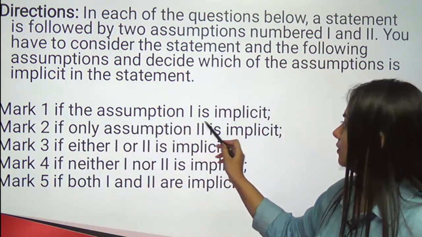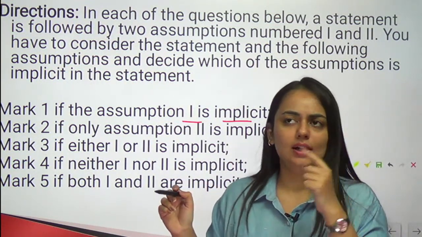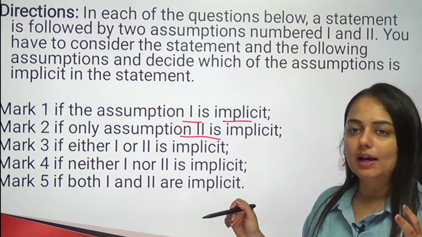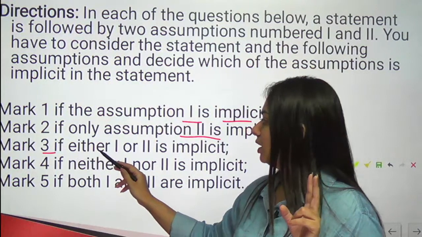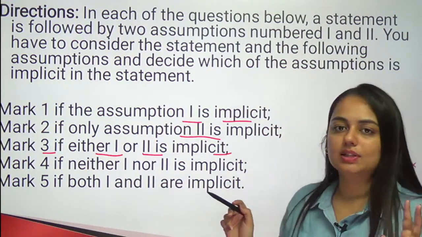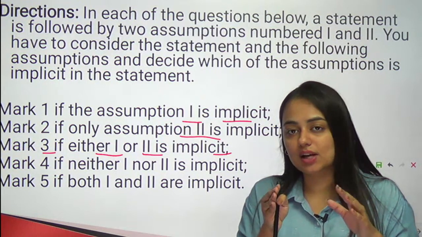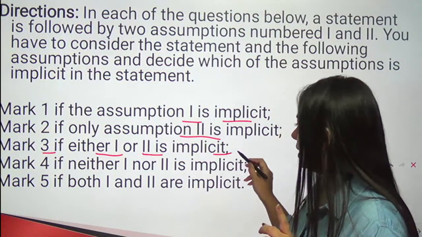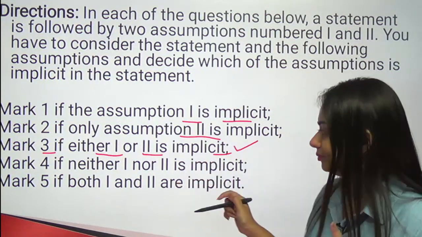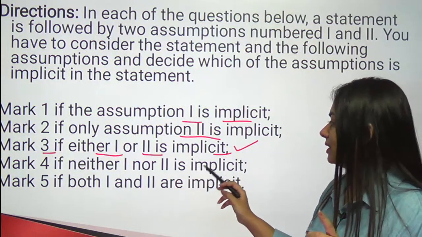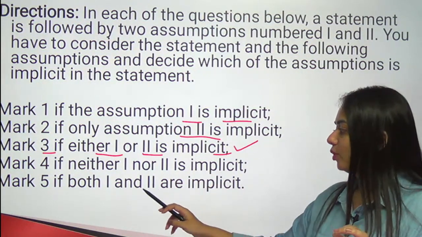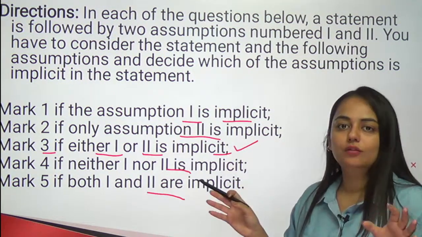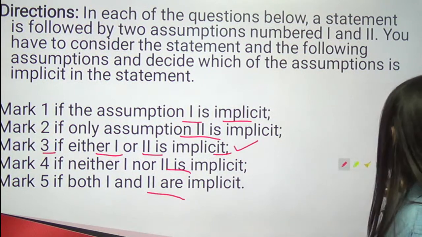Mark 1 if the assumption 1 is implicit. If you think that the first assumption is correct, the second is not, so mark 1. If you think that the second assumption is correct and implied, then mark 2. Mark 3 if you think either 1 or 2 is implicit. They both cannot exist at the same time, but they both can be the right assumption, not together. Then you have to mark this third one. This is a little tricky one, third choice. Mark 4 if neither 1 nor 2 is implicit, and mark 5 if both 1 and 2 are implicit. So if both are implicit, then 5. If you think none of them, neither is implicit, then 4.